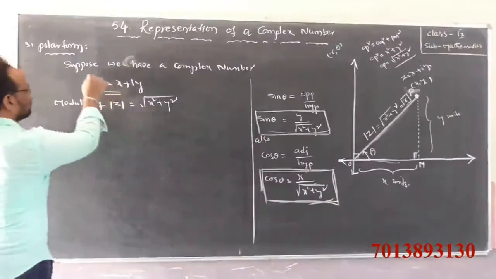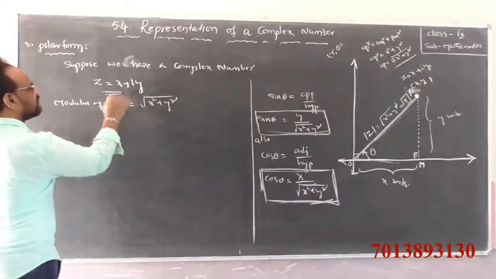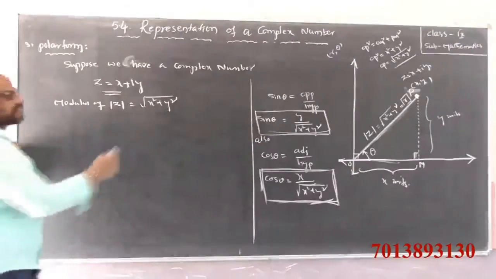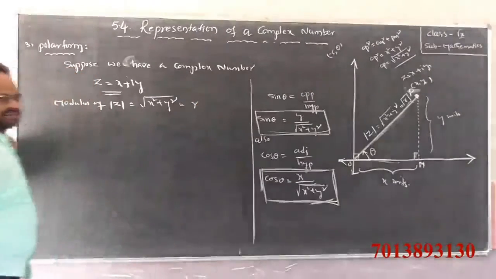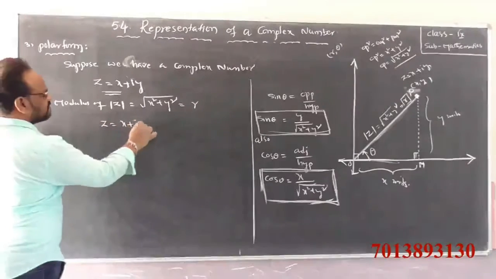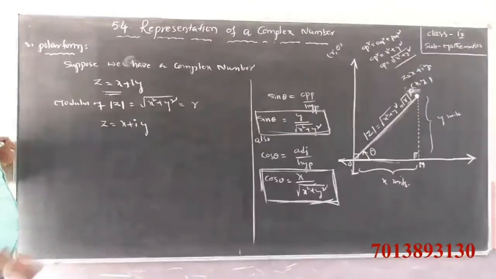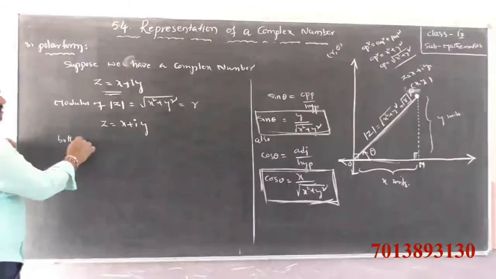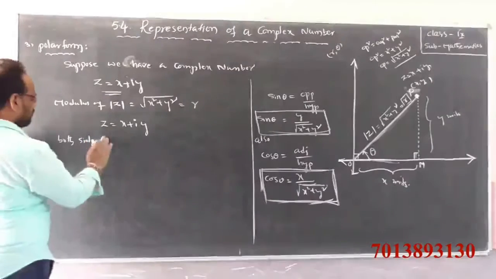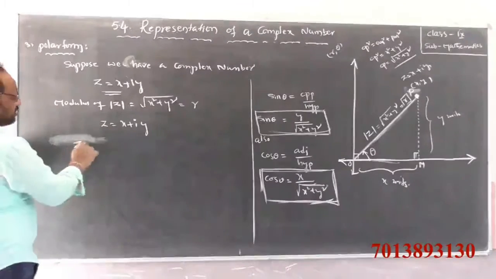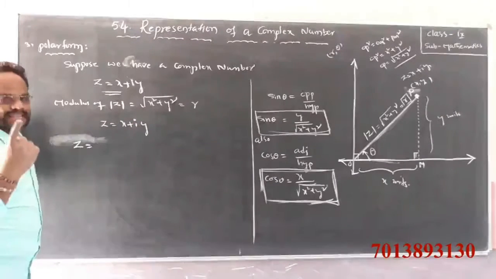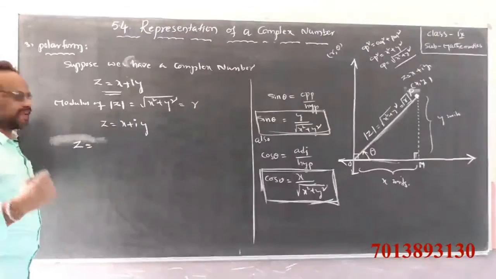We have a complex number z is equal to x plus iy. Modulus of z is equal to what? Square root of x square plus y square. So we have z is equal to x plus iy. We know that one is a multiplicative identity.